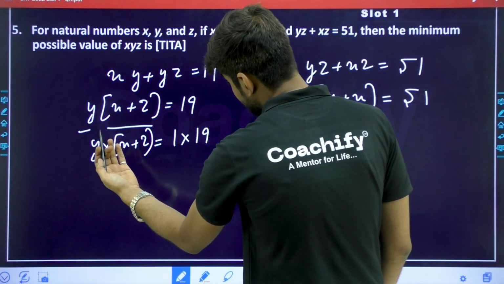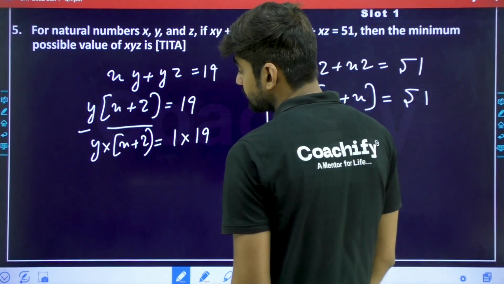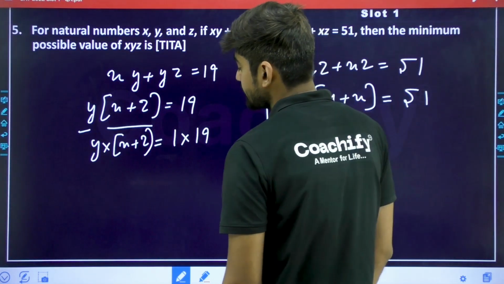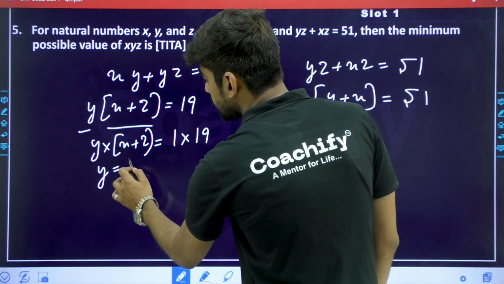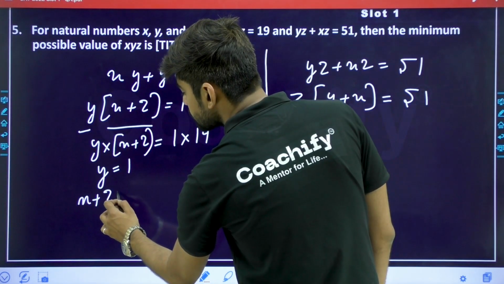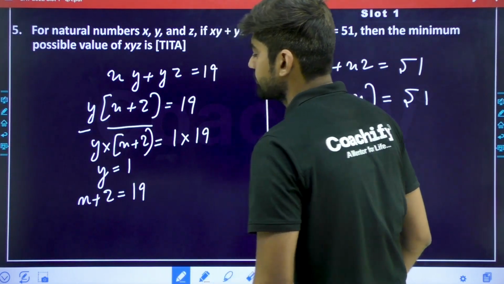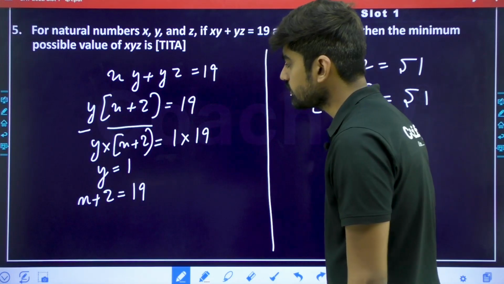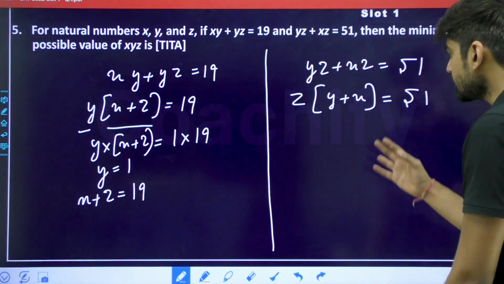And definitely y will be smaller in comparison to the sum of x and z. So y should be equal to 1, and x plus z should be equal to 19. So I came to this conclusion from my left part. Let's proceed with this one.